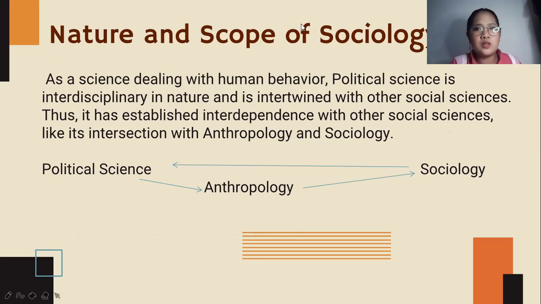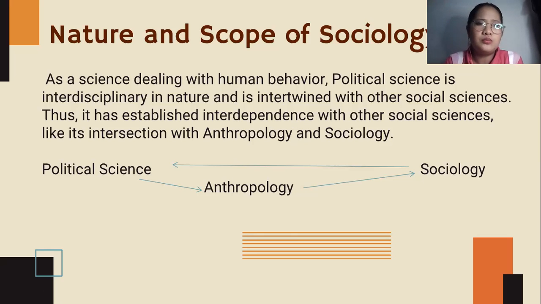Nature and perspectives, nature and scope of political science. As a science dealing with human behavior, political science is interdisciplinary in nature and is intertwined with other social sciences. So, kumbaga, nag-connect-connectado lahat, okay? Thus, it has established its interdependence with other social sciences. So, may mga intersections siya with anthropology and sociology. Kasi nga nabanggit na natin kanina, lahat ng mga yan is connected sa isa't isa. So, we could say that it starts with anthropology, then it moves to sociology, and then political science. Then, pwedeng bumalik siya sa anthropology.